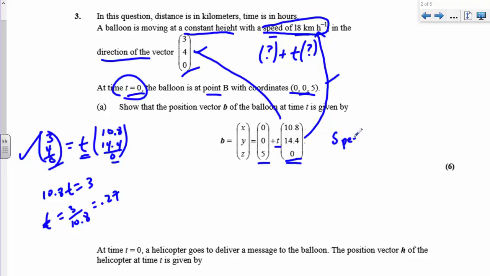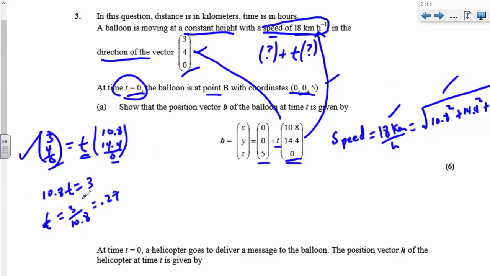Okay, we say speed, which we know is 18 kilometers per hour. It's actually the same thing as the square root of 10.8 squared plus 14.4 squared plus 0 squared. Okay, you could show this as well. This would be adequate for me, but I'd prefer you go with this one. Just show me that this value of t is the same for every one of these 3 equations, and it'll be true.